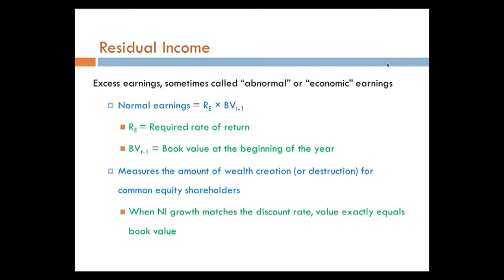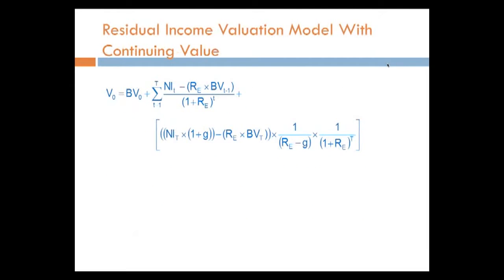So this residual income, you can think of it as an economic earnings or an abnormal earnings. It's what you're able to do more than what's required, or less than what's required. And as I said, it measures your wealth creation. I think we've done all this. And of course, you need a continuing value.